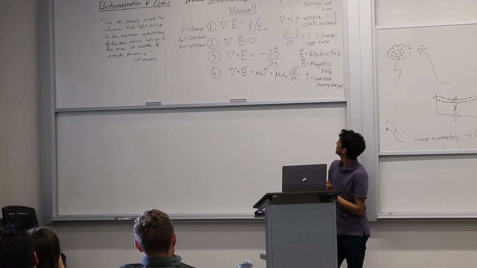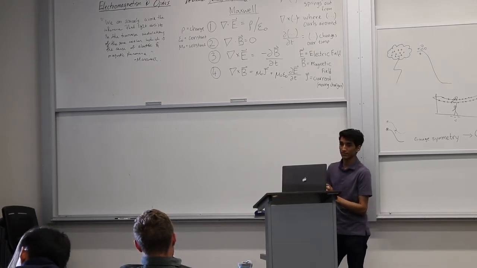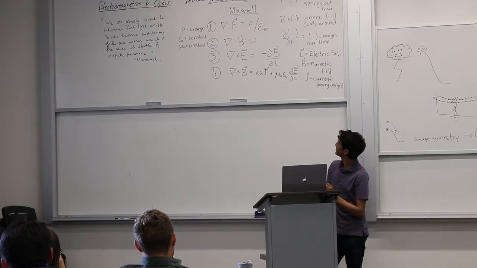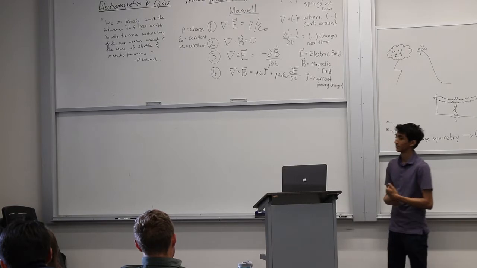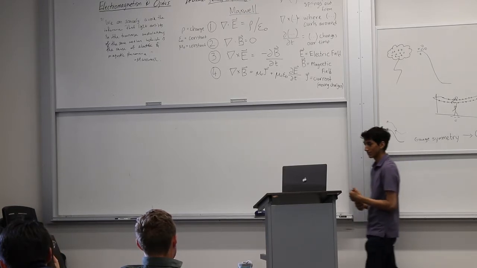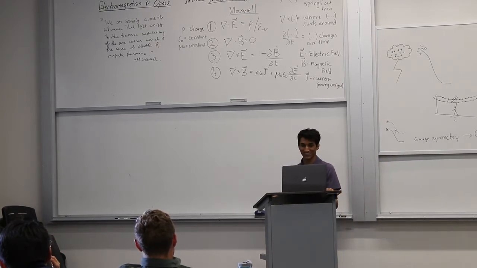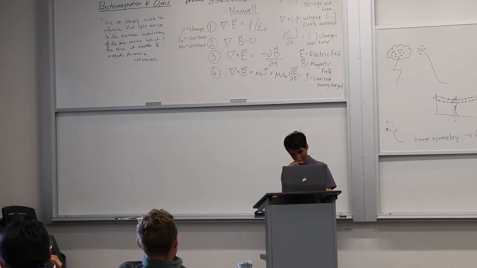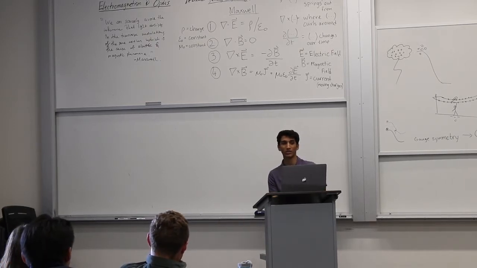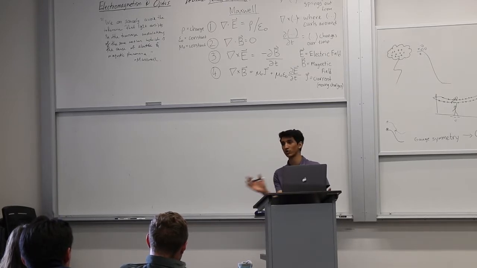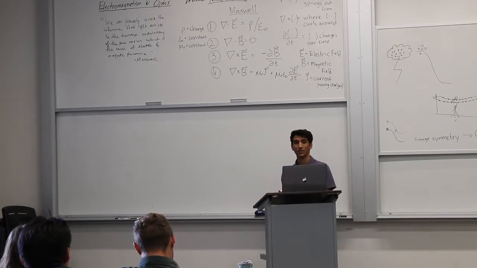So if there's no charges, then maybe there's no electric field, because the electric field depends on charged particles. Does anyone have anything about the first equation? What do you think happens to the first equation if charges don't exist in our universe?